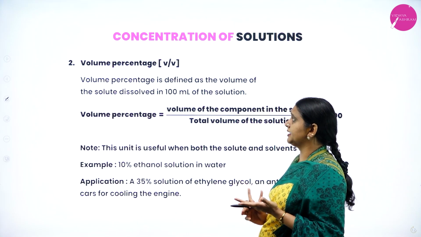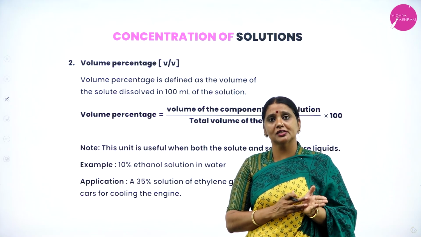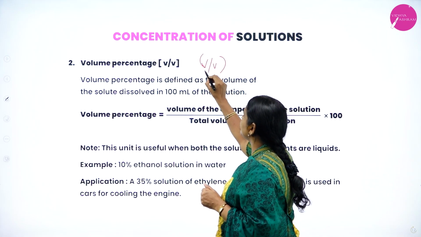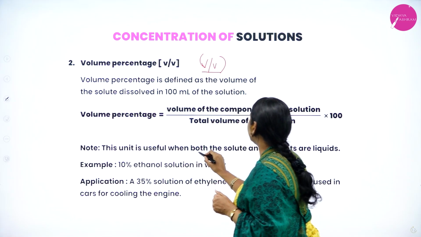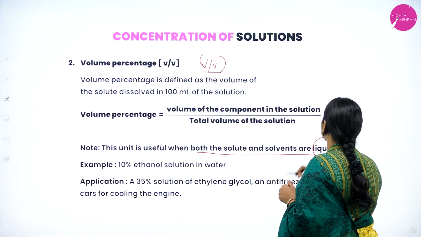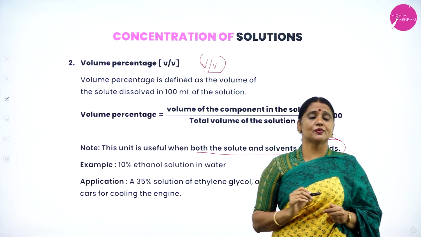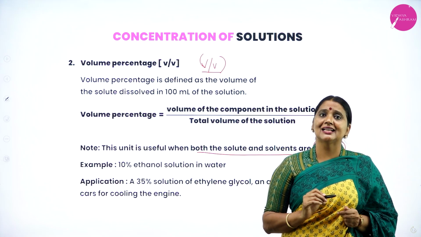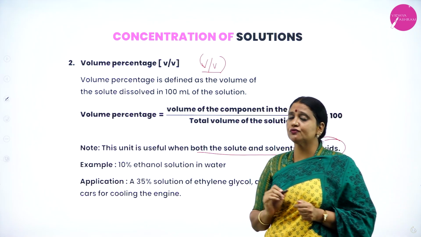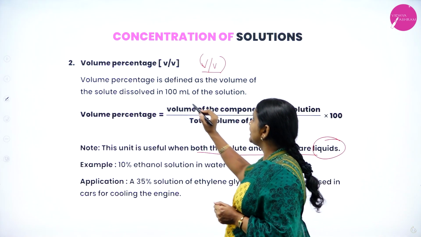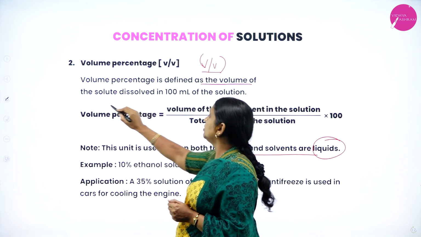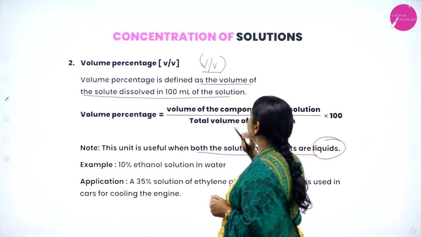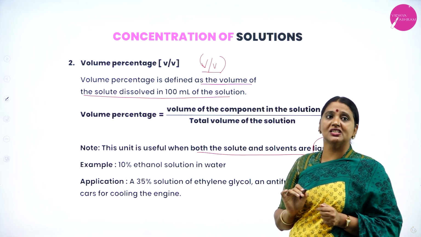Next, volume percentage. If you understand mass percentage, V by V means, for which type of solution do you guess? It is useful when both solute and solvent are liquids. Mass percentage is used when both are solids. Volume percentage is used when both are liquids. Can you guess the definition for volume percentage? Here it is the volume of the solute dissolved in 100 ml of the solution.